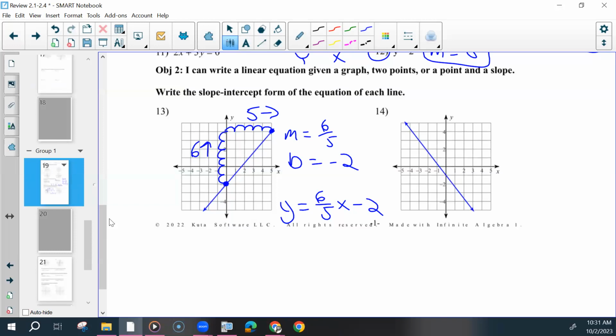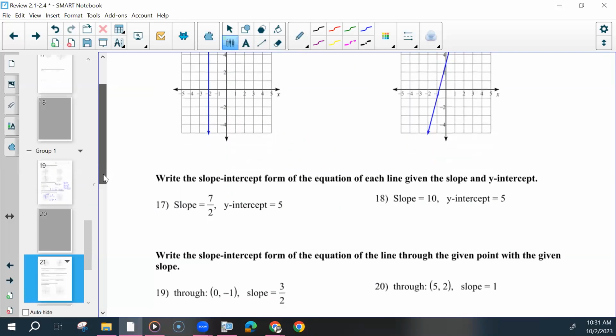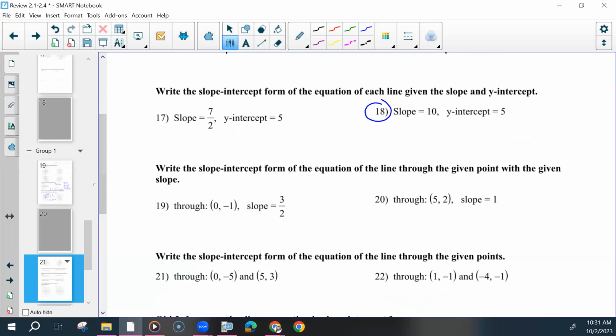Right, 17 and 18 are writing the slope-intercept form when given the slope and intercept, so kind of like what we just did, but without the graph. Do we have questions on 17 or 18? Want to do either of those? 18 first. Right, so when you see something like this, it has to be in your y equals mx plus b format. Slope is your m, so that goes in front. Y-intercept is your b, so that goes out. If either one is a negative, make sure you put that negative in there, or the minus if it's the y-intercept.